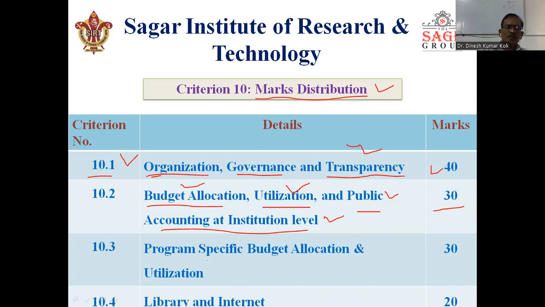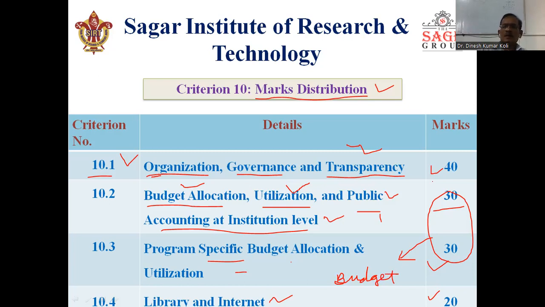Program specific budget allocation as well as the utilization is also similar, but it is applicable only for the program level. So it also covers 30 marks. And library and internet is the fourth part. It covers 20 marks. So you will see here 60 marks are covered by the budget only.